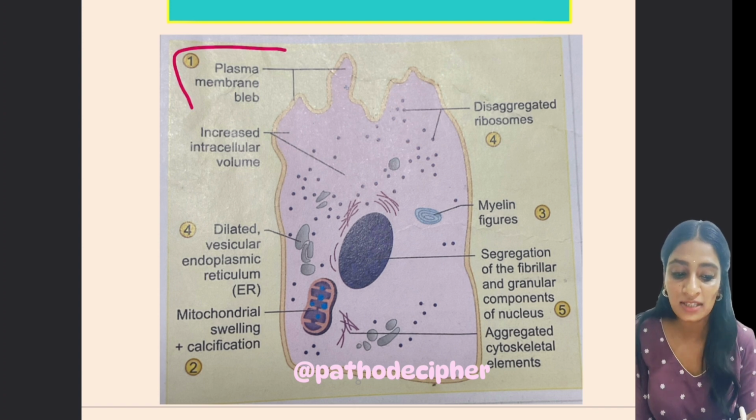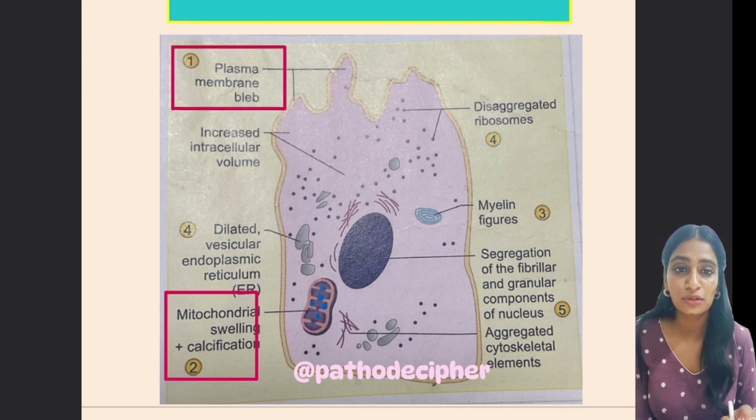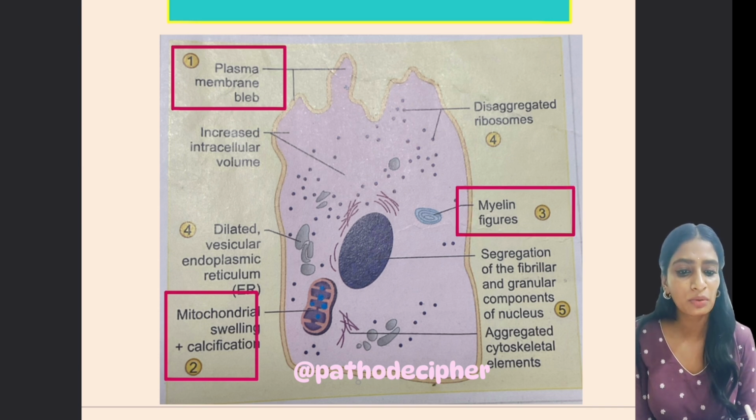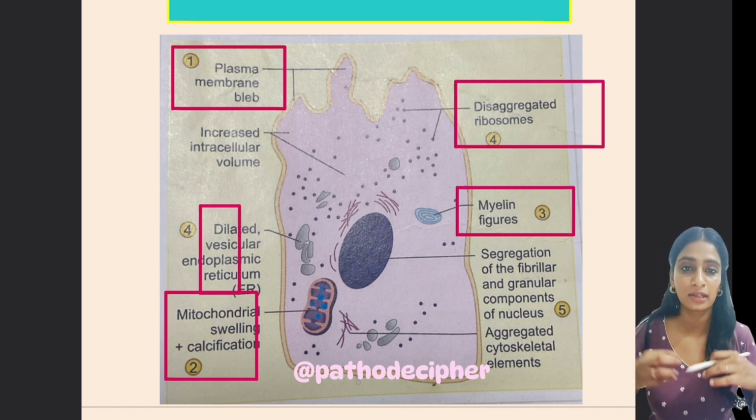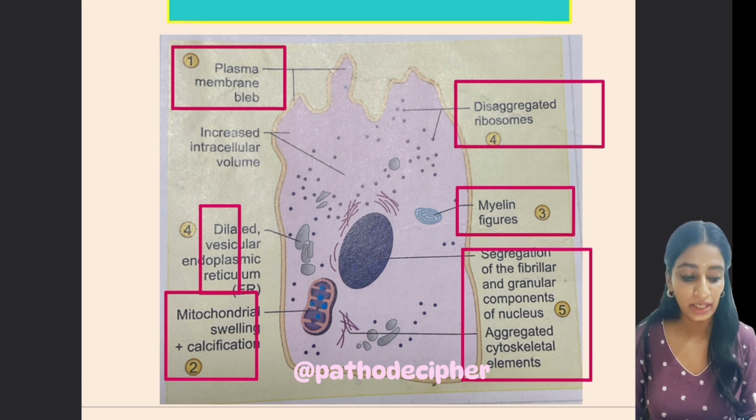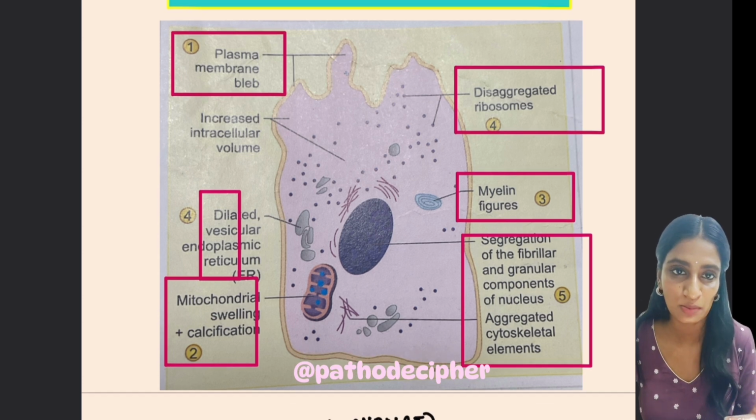There is a plasma membrane bleb, number 1, and number 2, there will be mitochondrial swelling mainly due to the accumulation of water and calcification. The third one you can see is the myelin figures, and the fourth, the ribosomes will disaggregate due to damage and dilation of the endoplasmic reticulum, and then it will finally disaggregate. And the last, there will be aggregated cytoskeleton elements and segregation of the granules, and nuclear chromatin level changes will happen at the end.